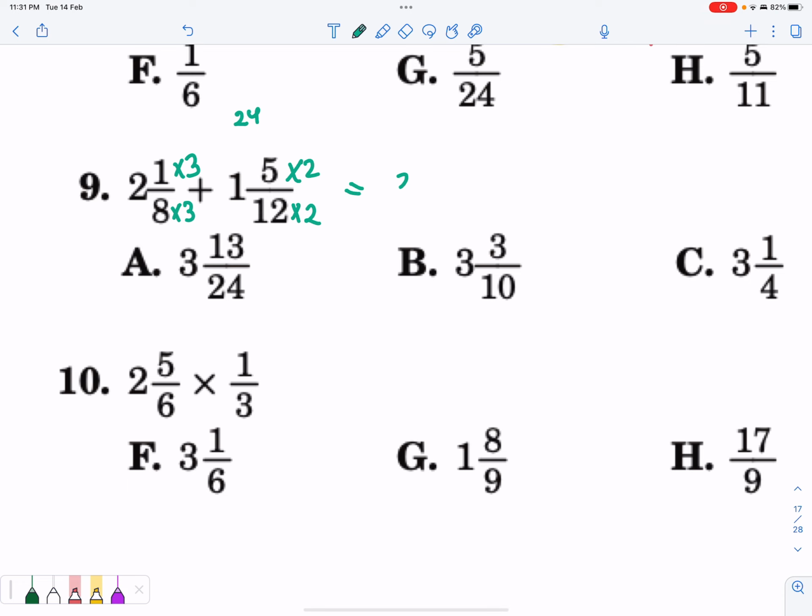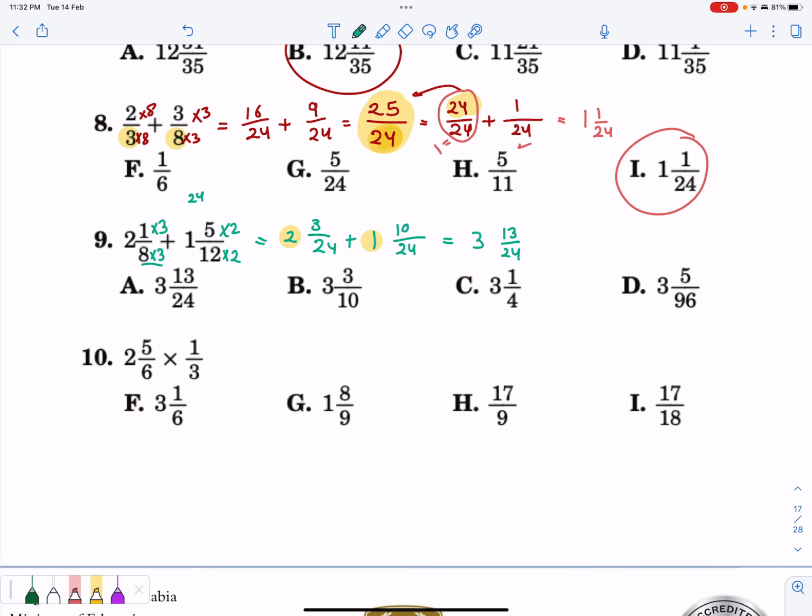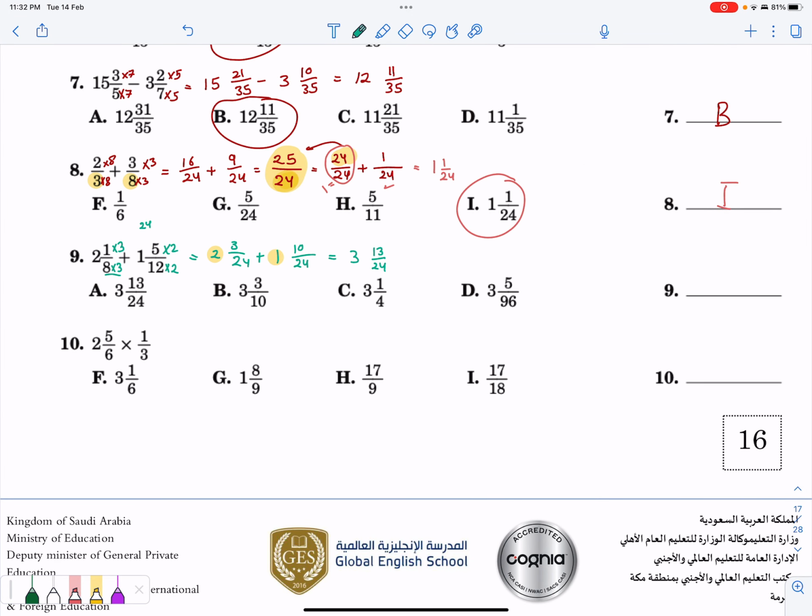The whole number, we will keep it. Now the fraction 3 over 8 will be 3 times 3, 9 over 24, plus 1 over 12 becomes 2 times 5 is 10 over 24. Now let's add the whole numbers. 1 plus 2 equals 3. The fractions, 3 plus 10 is 13 over 24. So that is the correct answer. Do we see it here? Yes, we see it. It is option A. So A is the correct answer.